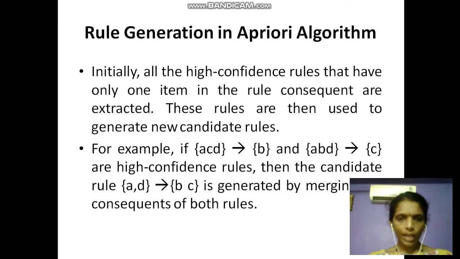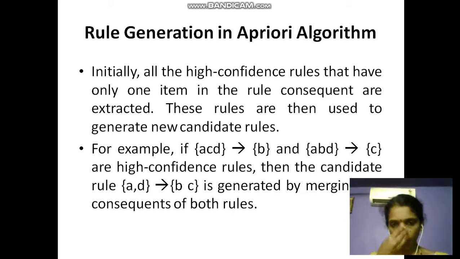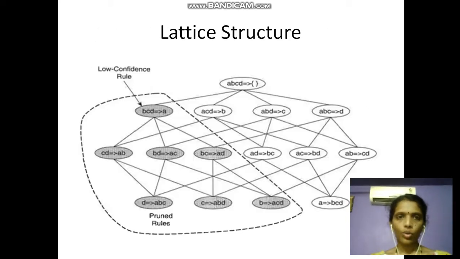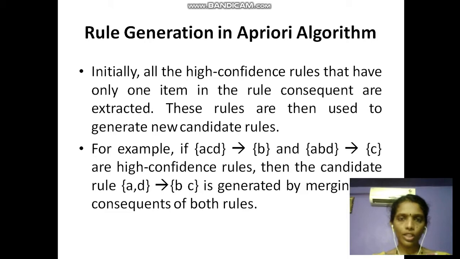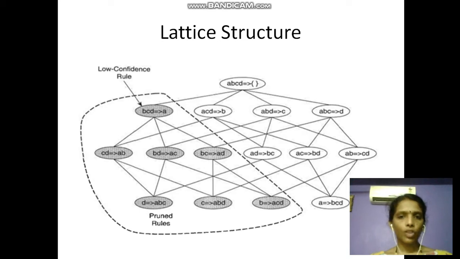Let us consider, for example, that the initial high confidence rules we have are A, C, D implies B and A, B, D implies C. Then, combining these two rules, if you observe on the antecedent side, I have AD as common, and AD implies BC can be generated by merging the consequents of both the rules. This entire rule generation can be represented in the form of a lattice structure.